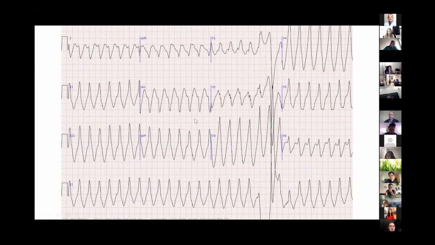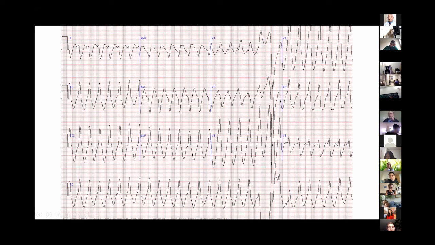I'll do this one, Luca. All right, let's go. So it's a wide complex. It looks regular. And then it looks like there's positive concordance through the precordial leads.